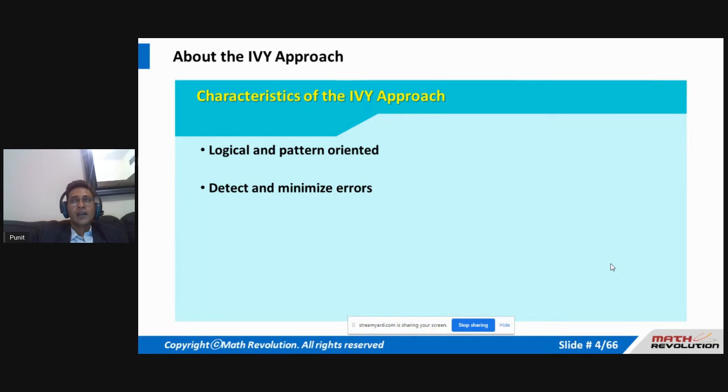It can detect errors very quickly. If at the very first step you're making some error, you can make a note of it and stop solving in that manner. It can also minimize the errors. If you are able to convert the word problems into mathematical expressions, there have been instances wherein a small negative sign can make a huge difference. So your equations have to be properly formed through these axioms that we will learn today, and then the equations have to be solved correctly.